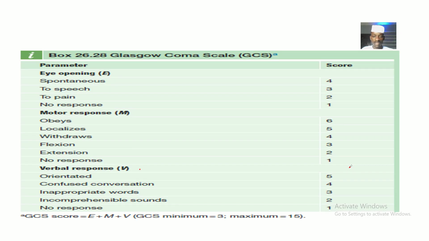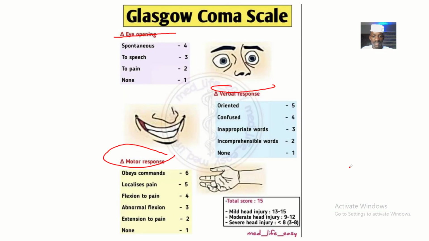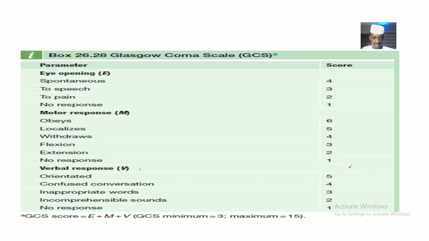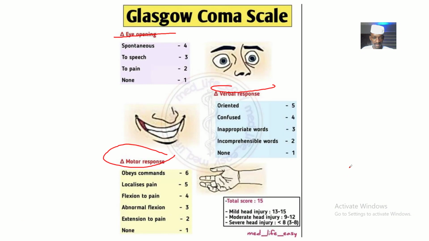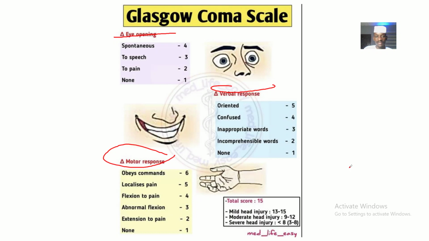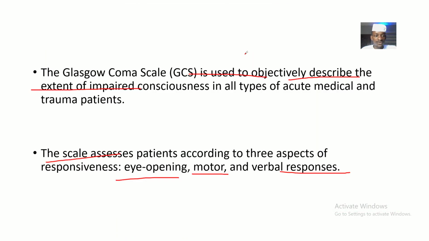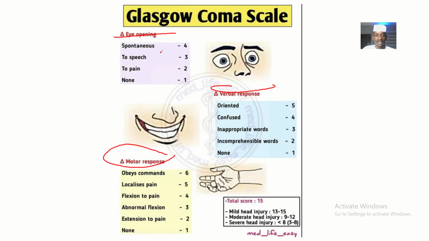I think I'll prefer to use this image. For the eye opening, you check if the person opens their eyes spontaneously. Maybe when you came to the side of the bed, they opened their eyes because they noticed a human being was there. If they open their eyes spontaneously on feeling your presence, you score them 4.